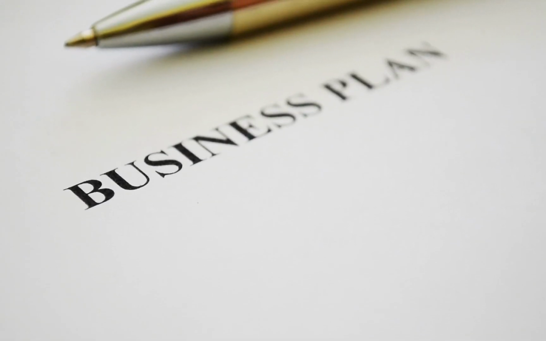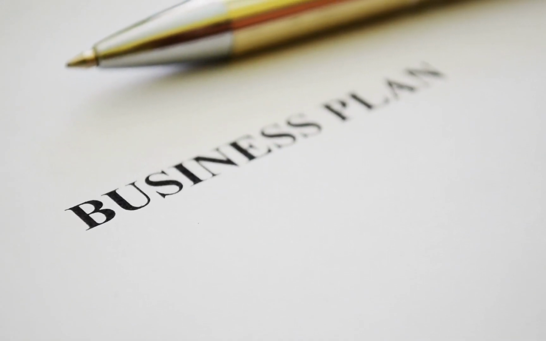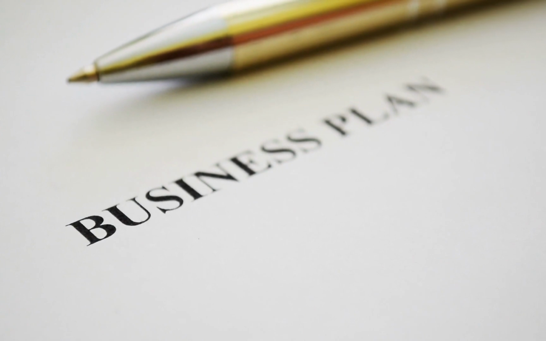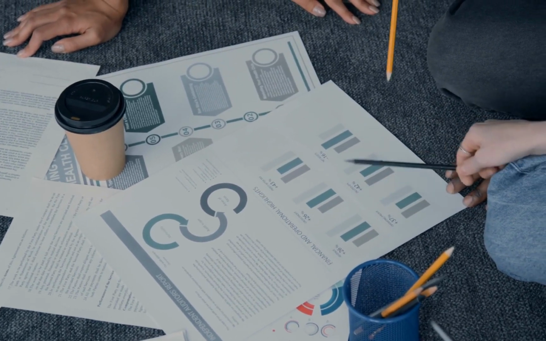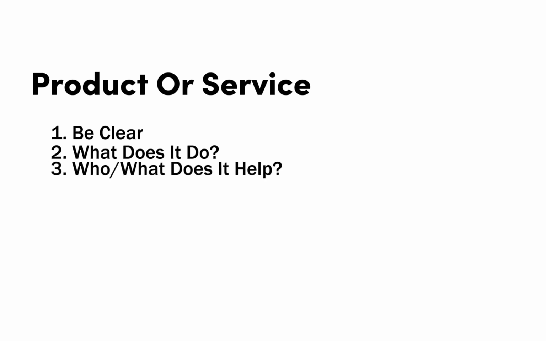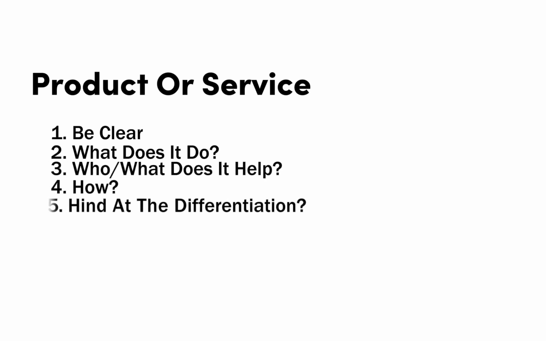After you've completed the executive summary of your business plan, the very next section, in which you start to have the meat and potatoes of your ideas, is the section where you describe your product or service. Now, I created a little outline for you of what it should have. Be clear, explain what the product does in a little more detail than the executive summary explains, explain who it helps, how, and hint at the differentiation.